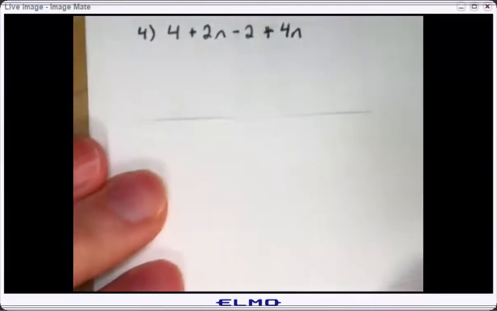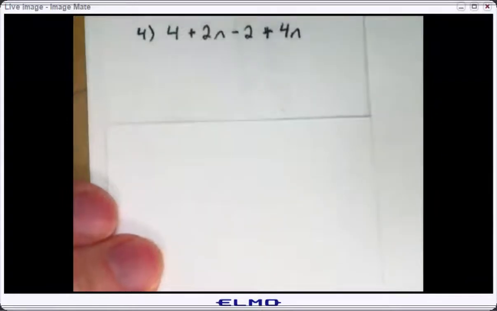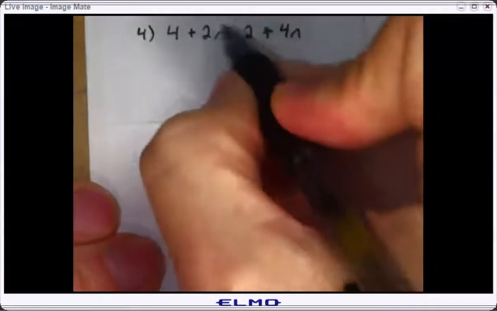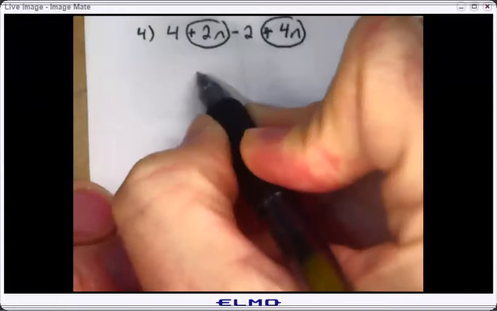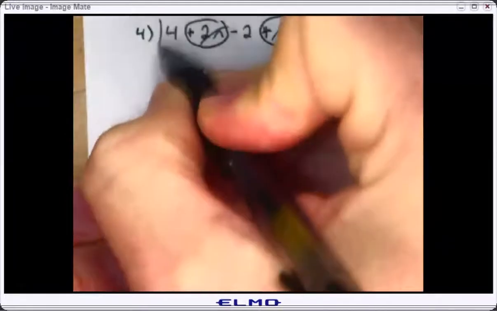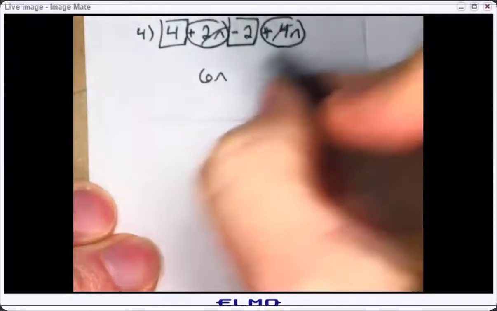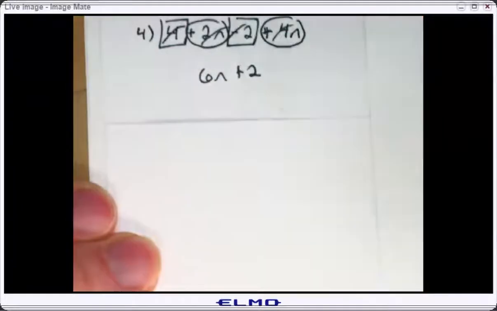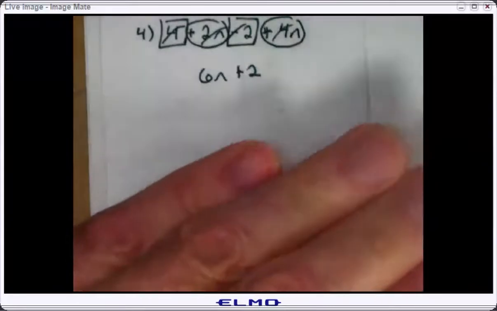Here is number 4. Number 4 contains 4 terms. Again, feel free to pause the video if you'd like to work it out and then check your work. My like terms are my n's. 2n plus 4n gives me 6n. And my other like terms are my 2 constants. 4 and negative 2 gives me positive 2. So your final answer, when you simplify the algebraic expression, has 2 terms, 6n plus 2.